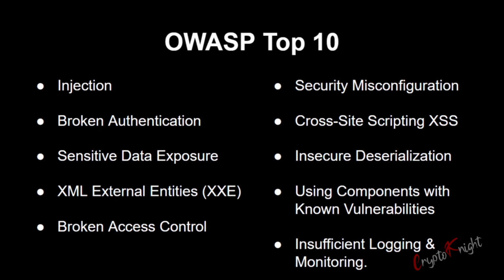Next comes using components with known vulnerabilities. It is very simple to understand that the website is using some technology which is old, outdated, and vulnerable to already known public exploits. Last comes insufficient logging and monitoring, like websites when they do not track or make proper logs, and monitor other stuff, that is known as insufficient logging and monitoring. So these are basically the top 10 vulnerabilities that the bug bounty hunters usually see.